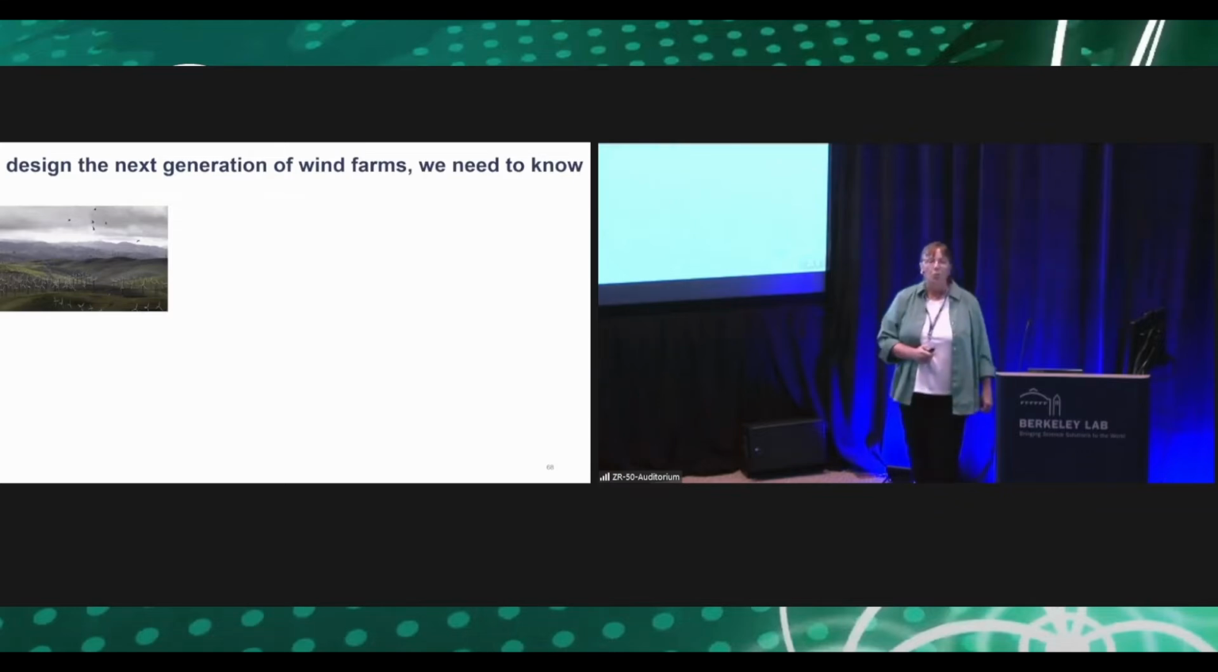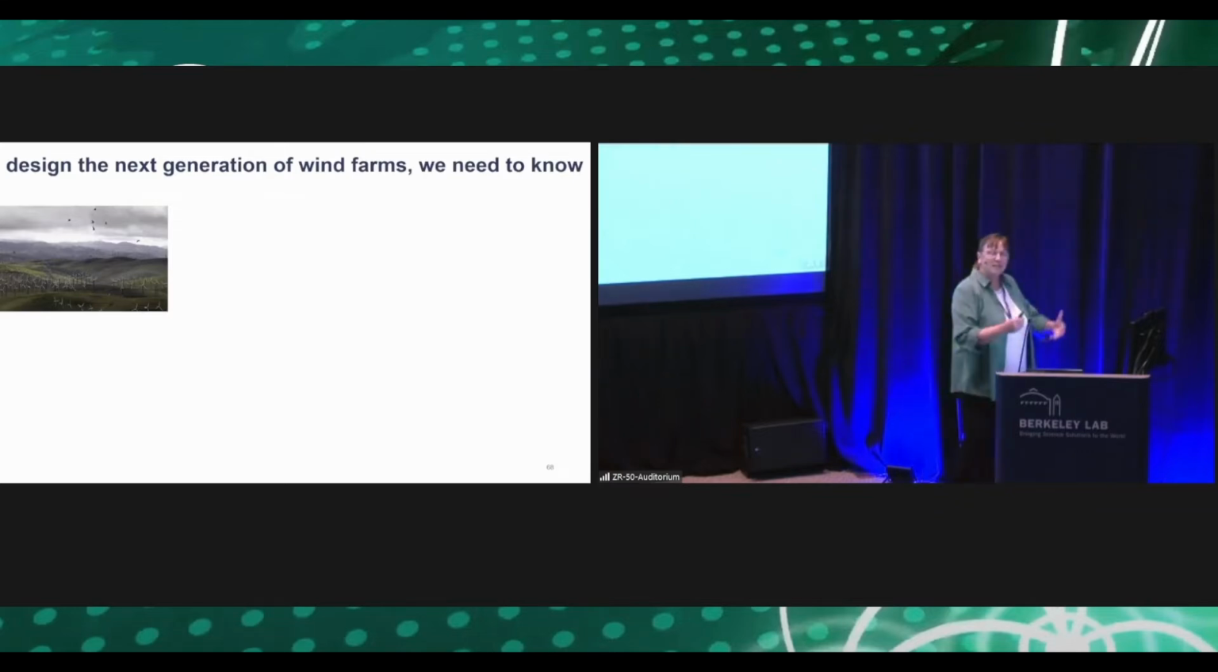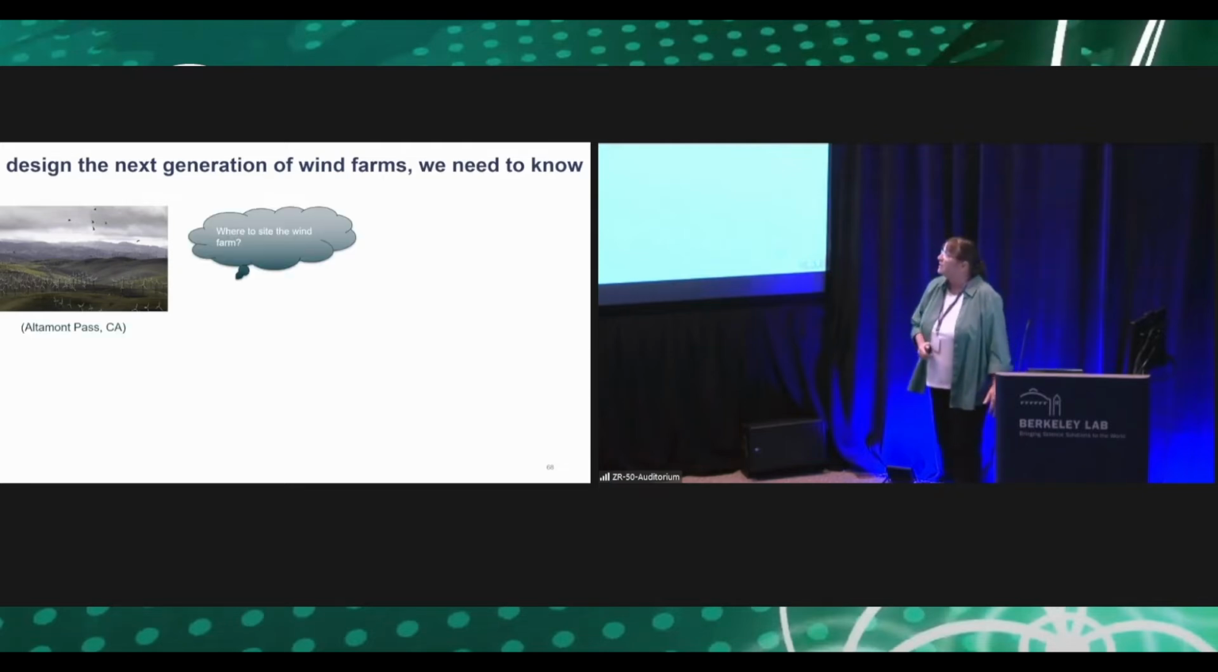All right, so what are the questions? I'm actually in the business of research, not design, but the ultimate goal of the research is really to be able to deploy efficient wind turbines. This is a picture of the Altamont that those of us who drive past there know very well. To design the next generation of wind farms, there are questions we need to answer.